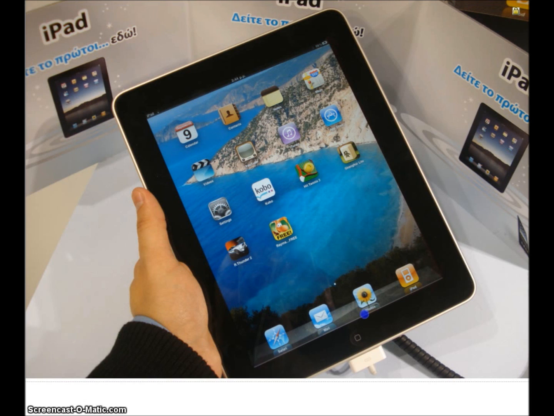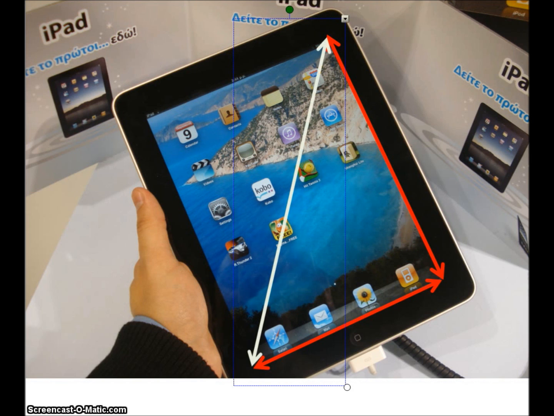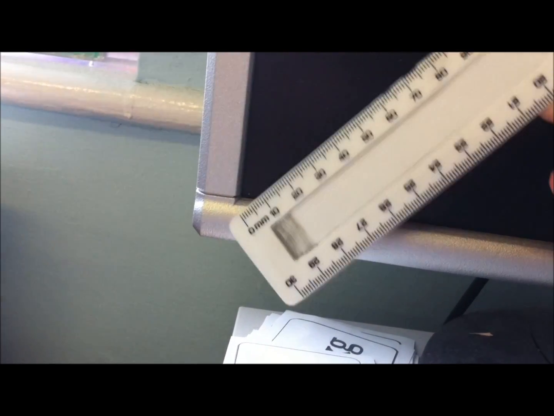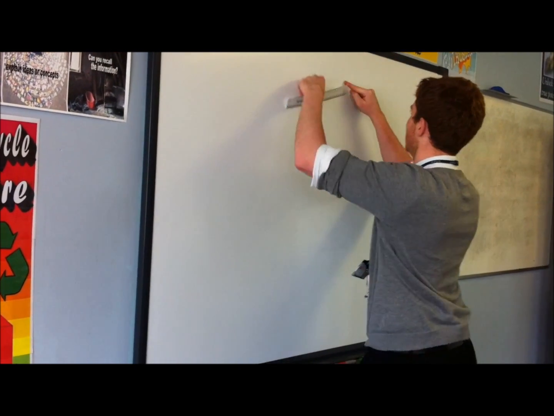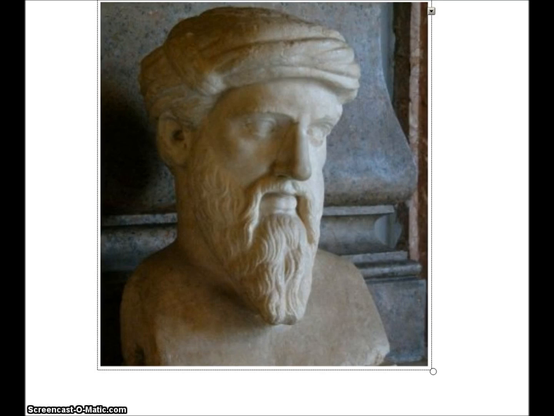But the size isn't measured by its width. It's not measured by its length. Companies want to show off the biggest number possible, and that's going to come from the diagonal distance across. These things are difficult to measure. Not only is it hard to get your ruler right in the corner, but it is almost impossible to measure it accurately without going all over the place. And that's where Pythagoras comes in.